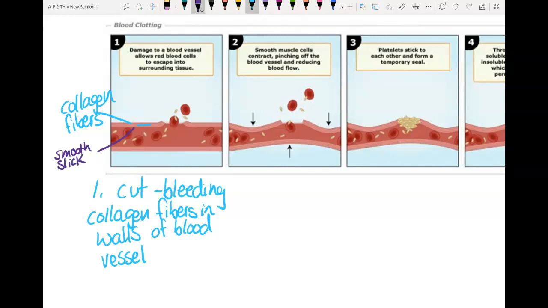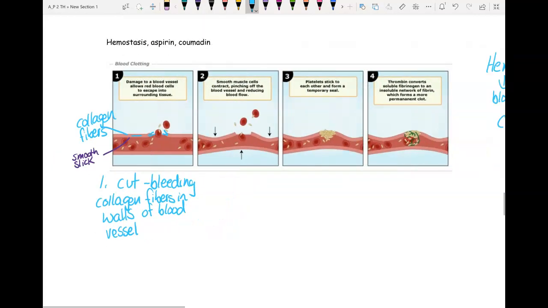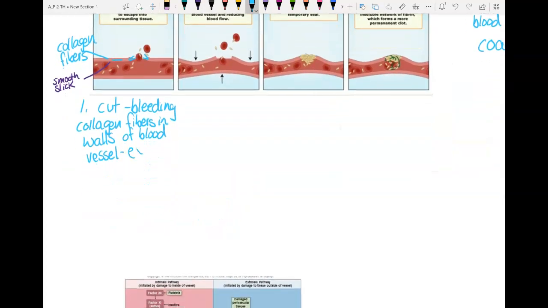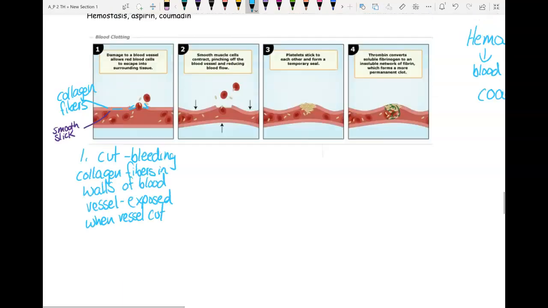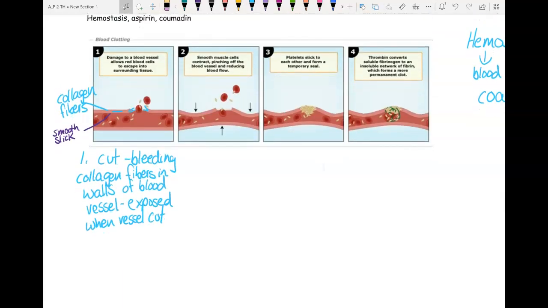But when you get a cut, those collagen fibers are exposed. And this is going to be key because this is what the platelets stick to. Okay, so you have a cut, collagen fibers are exposed. The first response your body has to this is vascular spasm. So now these next set of pictures are your responses to the cut.